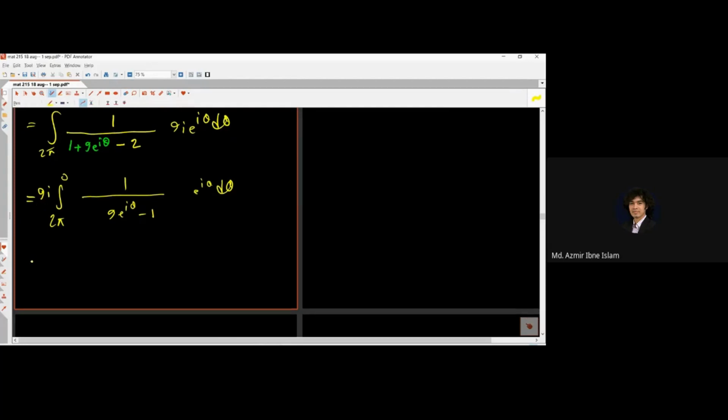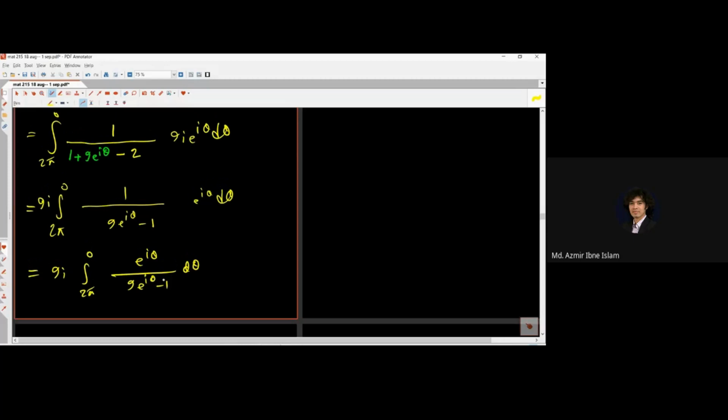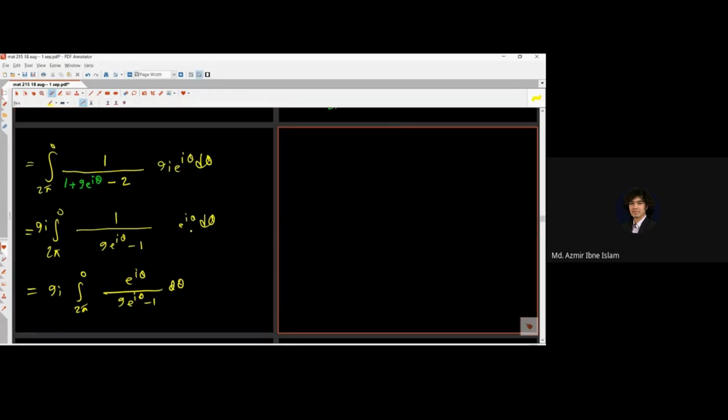So finally it is looking like the integral from 2 pi to 0 of i e^(i theta) over (9 e^(i theta) minus 1) d theta. So now we have to use our basic skill. Can you solve this one? What do we have to do now? This is going with MAT215 this time. We have to solve this integral.